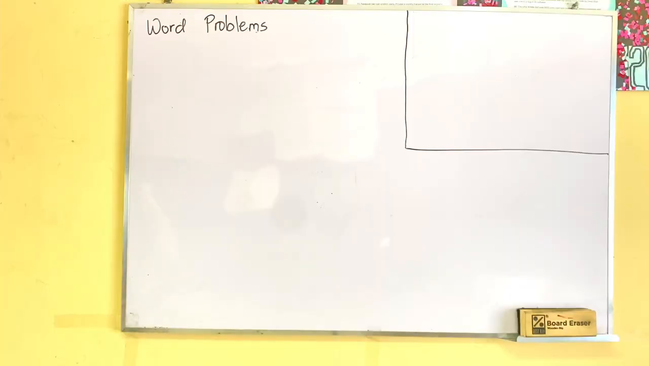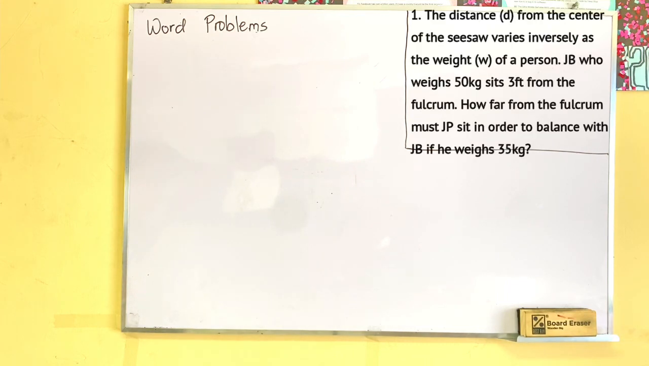Okay, so magkakaroon din tayo ng examples under word problems. Example number 1, the distance D from the center of the seesaw varies inversely as the weight of a person. JB, who weighs 50 kilograms, sits 3 feet from the fulcrum. How far from the fulcrum must JP sit in order to balance with JB if he weighs 35 kilograms?